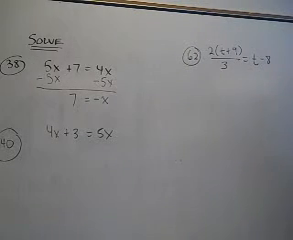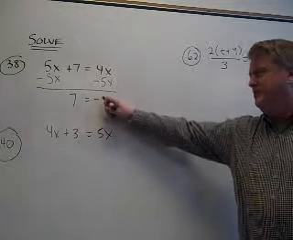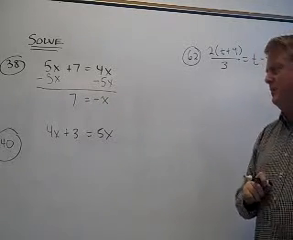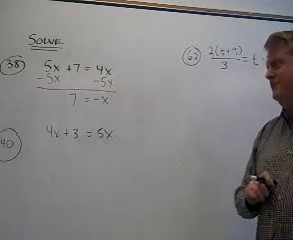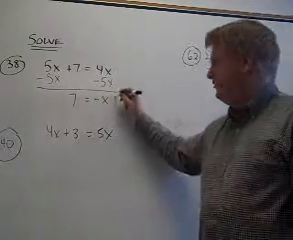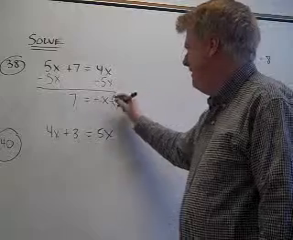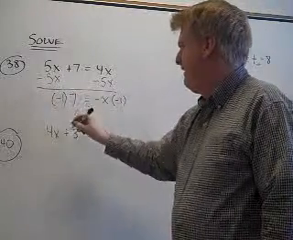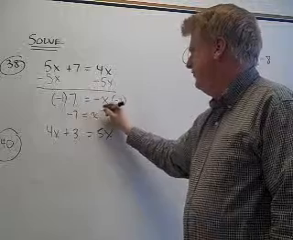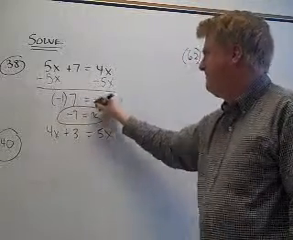Are we done? No. So we need to get x all by itself, and that actually has a number in front of it. That number really is -1. And so how do we get rid of that -1 and find out what x is equal to? Divide or multiply, either way, by -1. And you end up with -7 equals x.